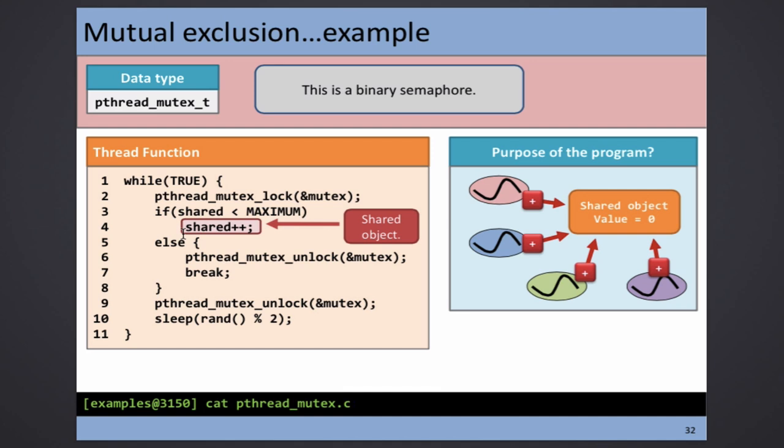What is this program doing? Let's say I have 5 threads to do the same thing. Oh, by the way, what is the initialization value of share? It's 0. Okay, there, already written, the value is 0.